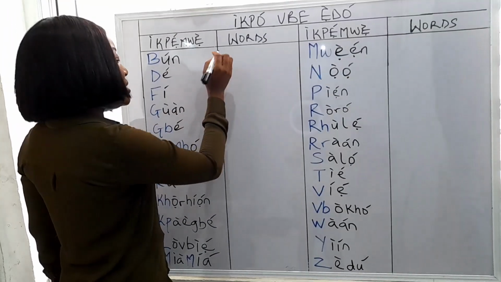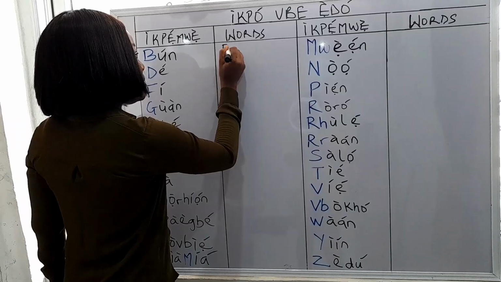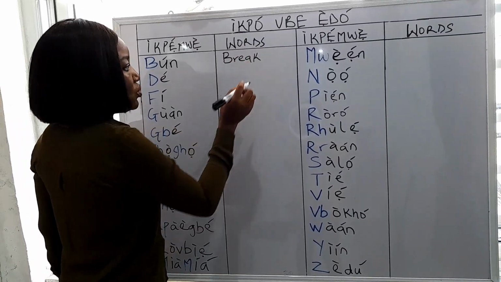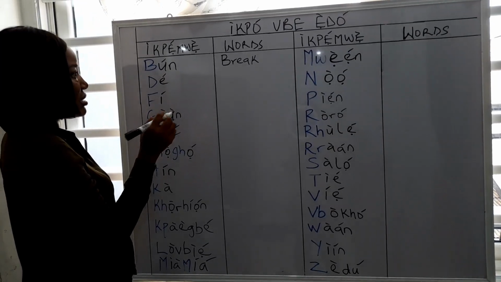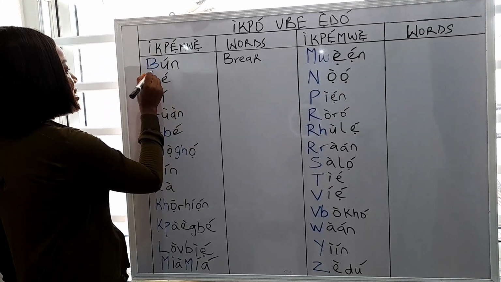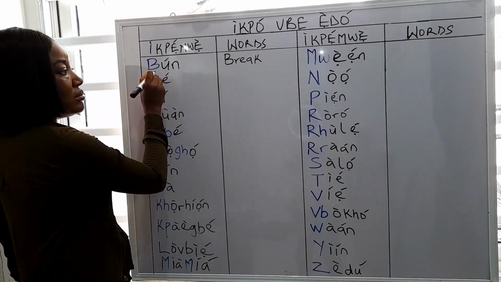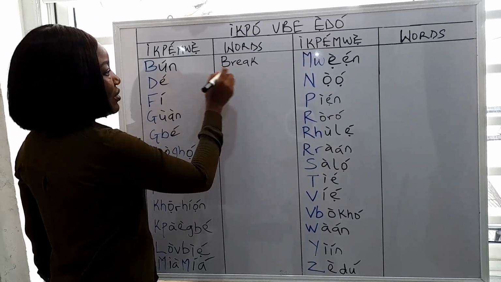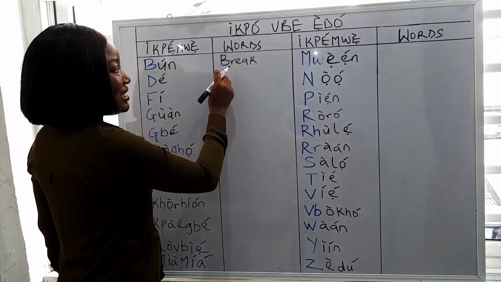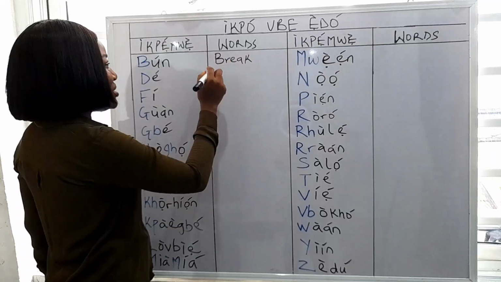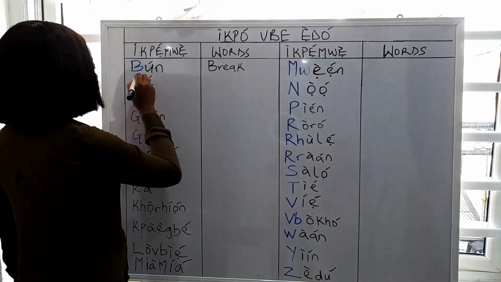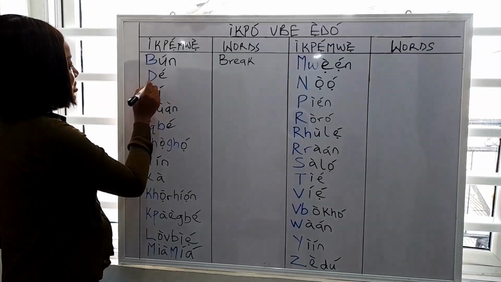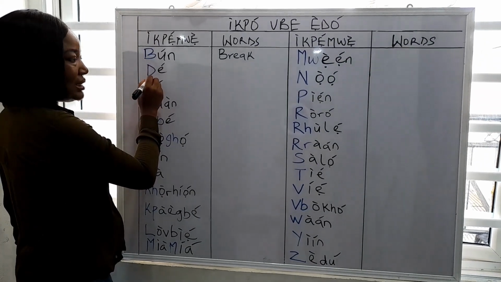All right, the first word we have is boom. Boom means to break. Break, when you break something into two or into pieces. So the consonant there is b, which is boom, and coincidentally in English it is also b that starts break. Boom, break.